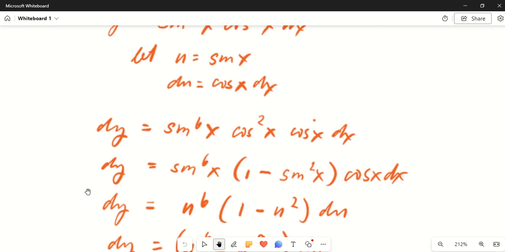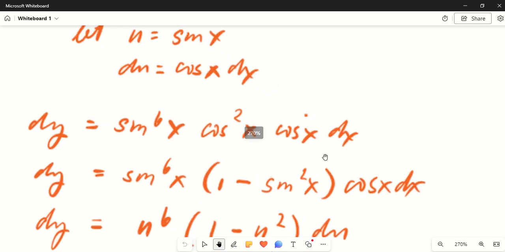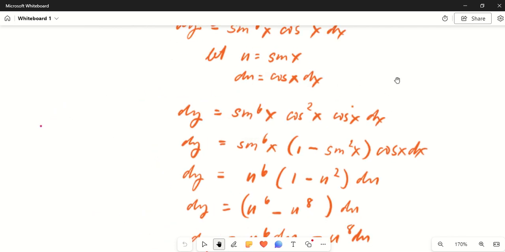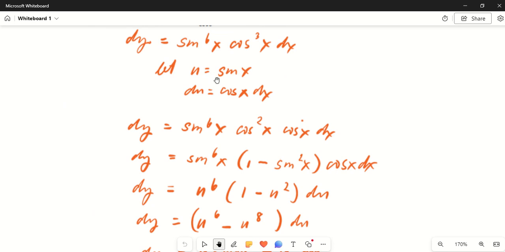So our new equation will now be dy is equal to sine x raised to the 6th power times the identity, which is used to replace your cosine x raised to the second power, and that's 1 minus sine x raised to the second power, times, of course, the remaining expression here, which is cosine x dx. Then, since we made use of u as a substitute for your sine x, we can now replace your sine x raised to the 6th power by u raised to the 6th power. And again, we are going to do that also in the terms inside the parentheses.